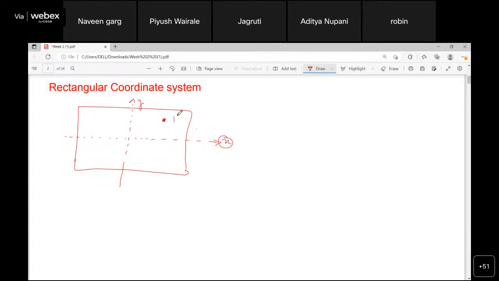Now let's say we have a point P, and I have some coordinates. This is basically x, and this is basically y. So we usually represent this particular point as (x, y). So first the x coordinate.